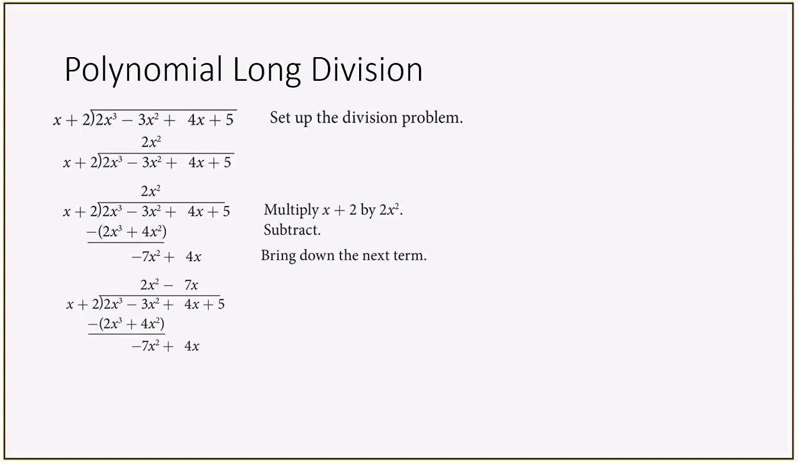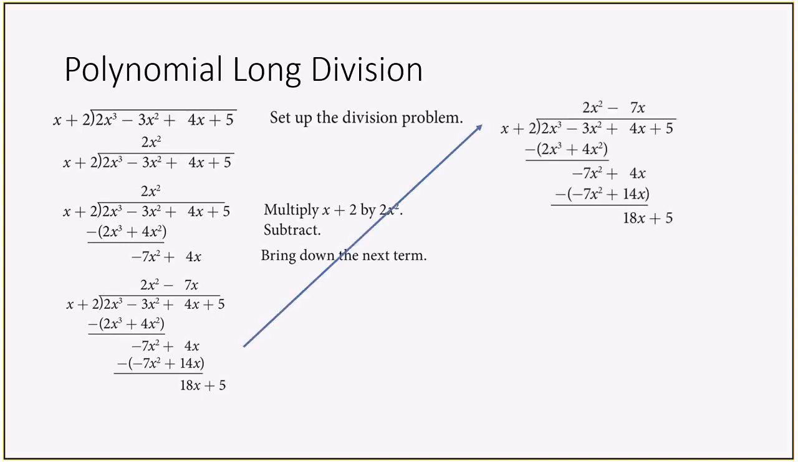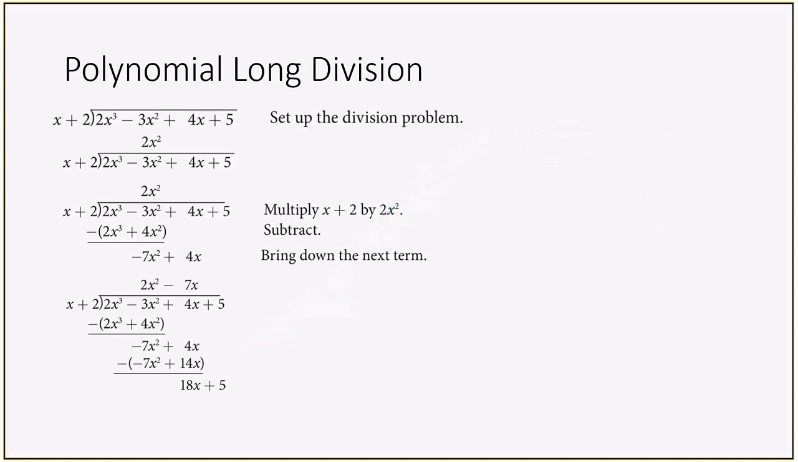That becomes negative 7x squared minus 14x. Negative 7x times 2 would get me negative 14x. Oh my, that's wrong. Huh. Okay, let's see.